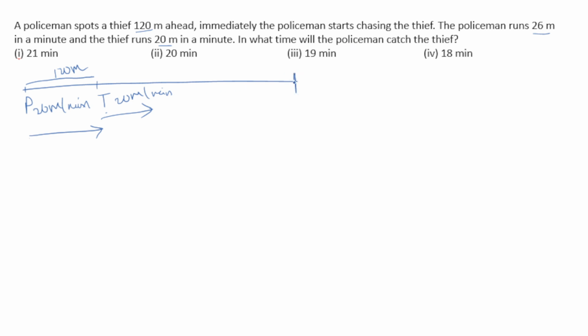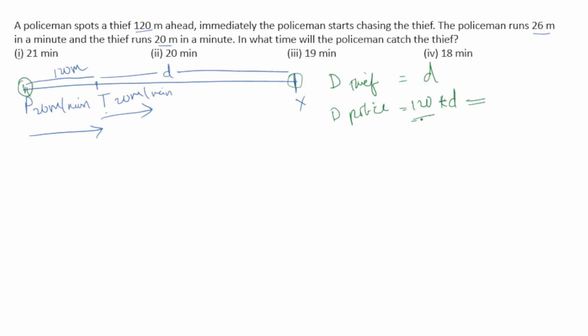Here we will assume this is a point X. At this point X, the policeman will catch the thief. So we will assume the distance traveled by the thief is D. The policeman traveled from this point P to X, so he traveled 120 plus D. The distance traveled by the policeman is 120 meters more than the distance traveled by the thief.